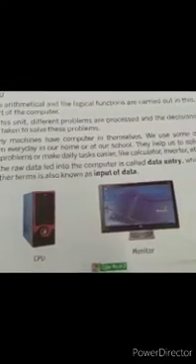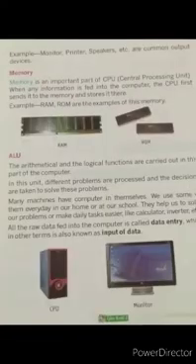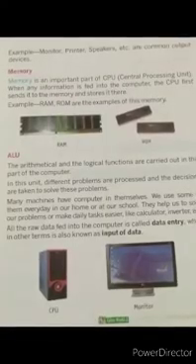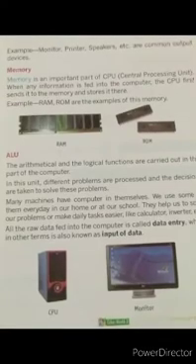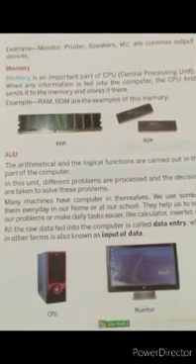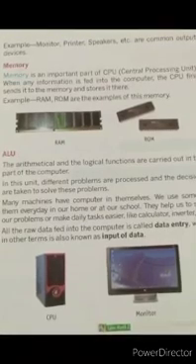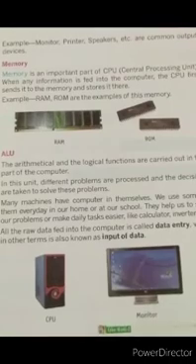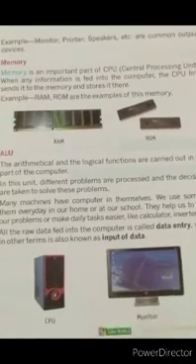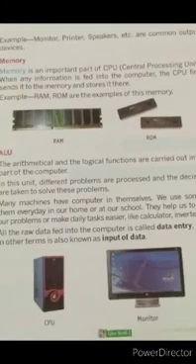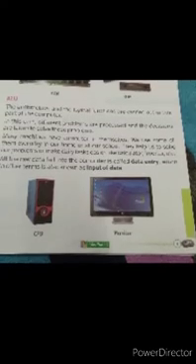Output device. Output devices are used to obtain the output of the processed data. The devices which fetch the information from the computer and make it available to us are known as output devices. Memory. Memory is an important part of the CPU. When any information is fed into the computer, the CPU first sends it to the memory and stores it there.